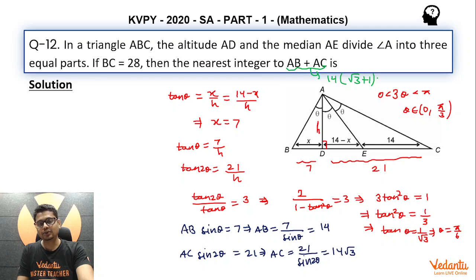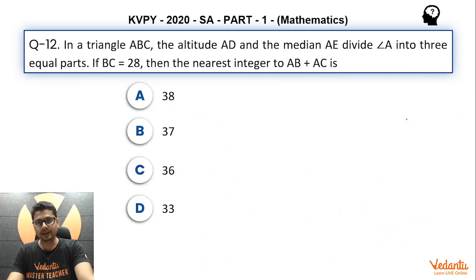Now if you consider root 3 to be 1.732, root 3 plus 1 is 2.732. And as you multiply 14 with 2.732, you get 38.248. So that essentially means among the given options, 38.248 is nearest to 38. So A is my answer.